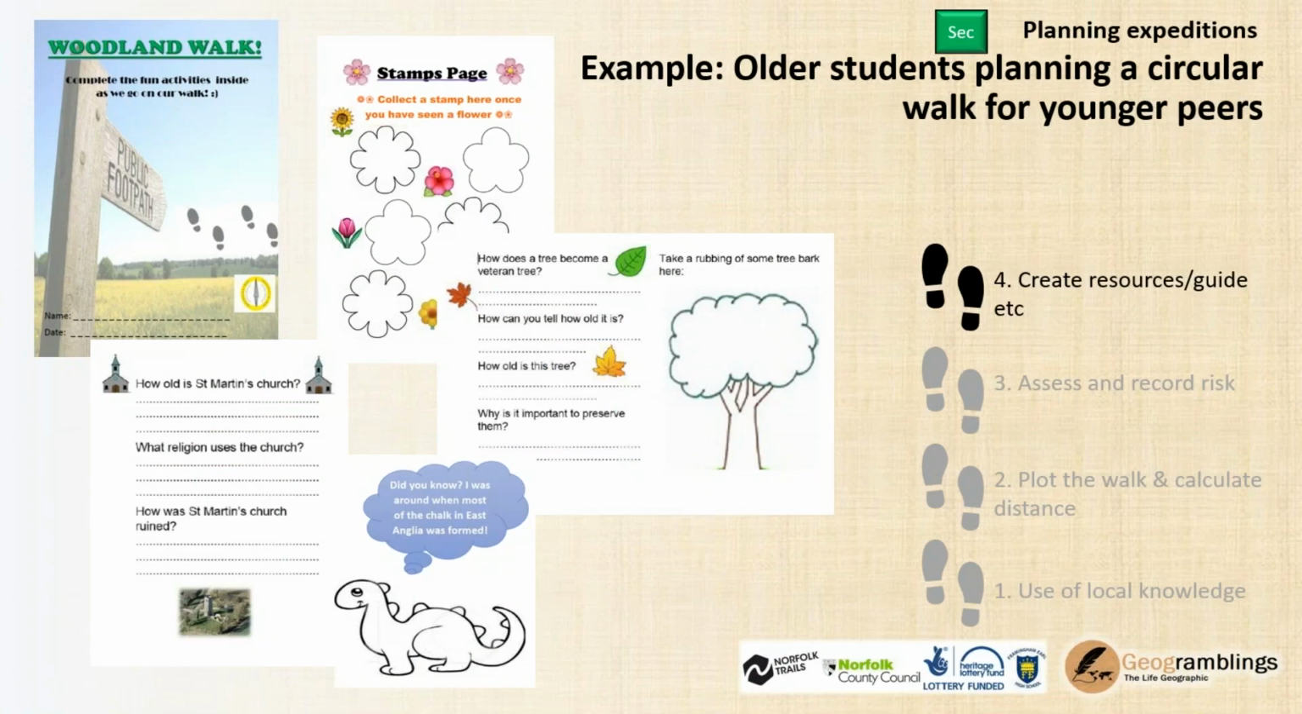This is really, really fun. So then go and create some resources for other people to do, or little tasks for you to do. One of the things that they saw along the way was an ancient tree, a veteran tree it's called, a tree that's been there for hundreds of years. And so they got the young kids to do a tree bark rubbing of it. All of the high school students had stamps, so every time the little ones came up to them and said, I've seen this flower, they had an index page, they got a stamp.